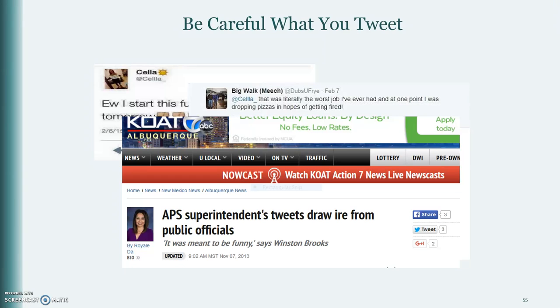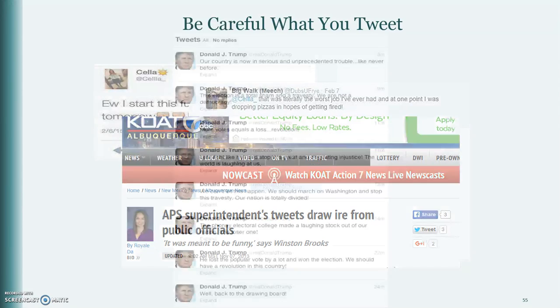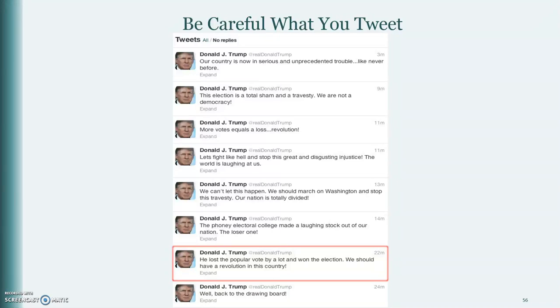This is from a few years ago. The APS superintendent decided to tweet about one of his co-workers, something about her being a cow, I believe, and he said it was meant to be funny. He had his Twitter completely open to the public, so of course he didn't last long in his position either. And do I really need to say the name here? If anyone needs to be careful what they're tweeting, it would be this guy.